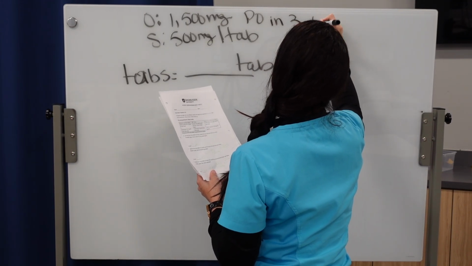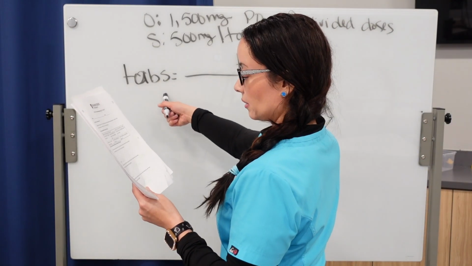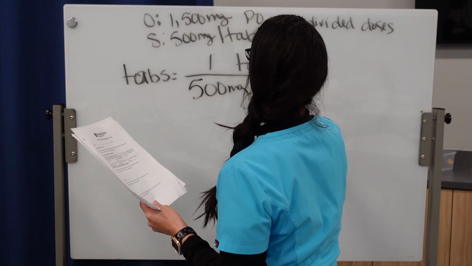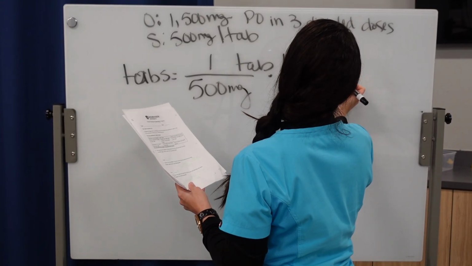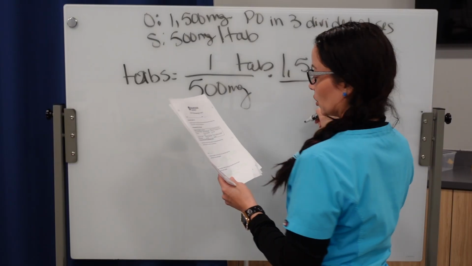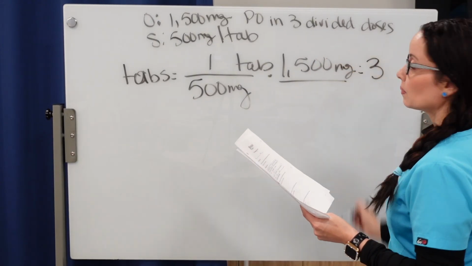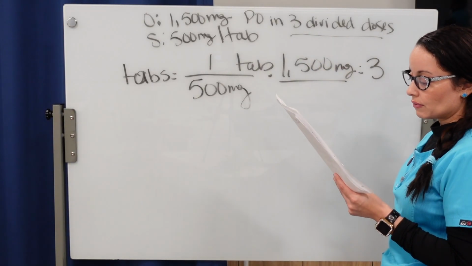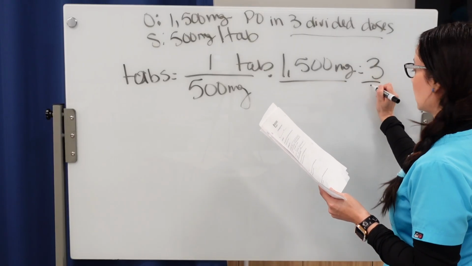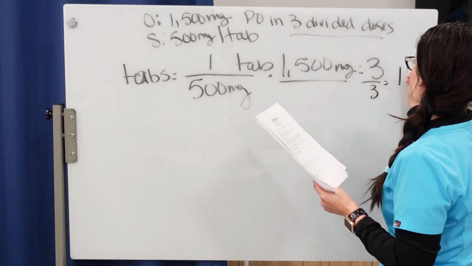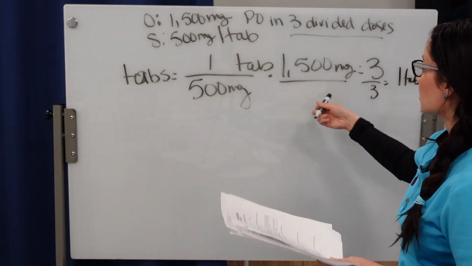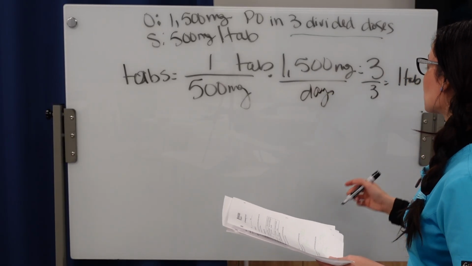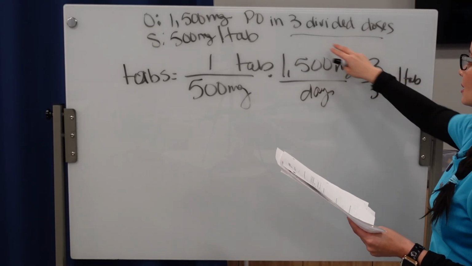Tabs here on the left, 1 tab has 500 milligrams, times the order is 1,500 milligrams per day. When you divide this, you get 3, but we're not done because the problem says in 3 divided doses. So when you divide this by 3, the answer is 1 tab again, because 1,500 milligrams is per day. So they get 3 tabs per day, and it's in 3 divided doses.